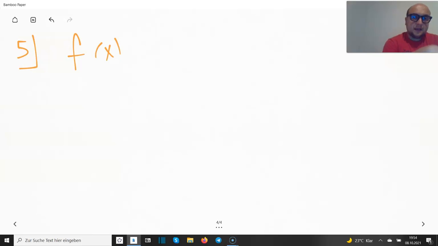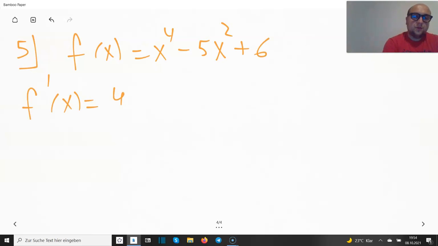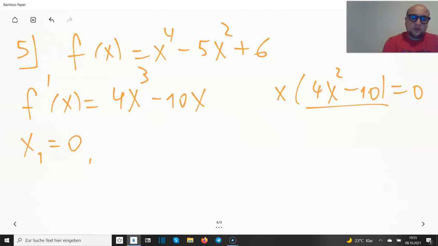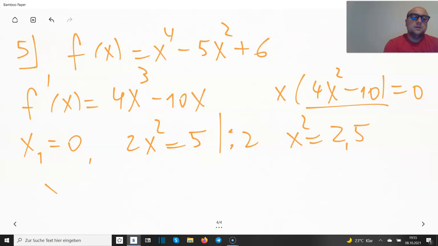Number 5 is the derivative. So once again, x to the power of 4 minus 5x squared plus 6. What is f prime? f prime would be 4x cubed minus 10x. Let's put it equal to 0. Let's take x out. We get 4x squared minus 10 equals 0. So x1 is 0. We put this one equal to 0 as well. We also divided by 2, so we got 2x squared equals 5. We divided by 2 again. x squared equals 2.5. So x2 is equal to minus the square root of 2.5.